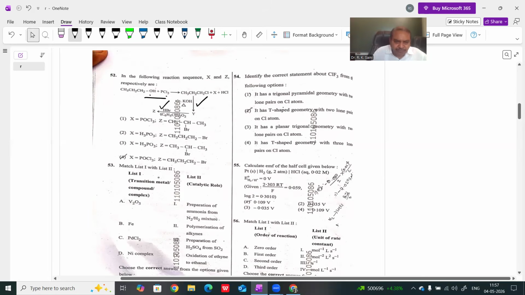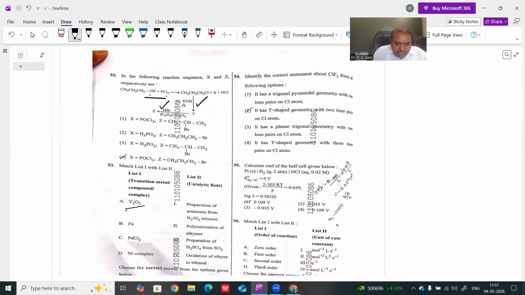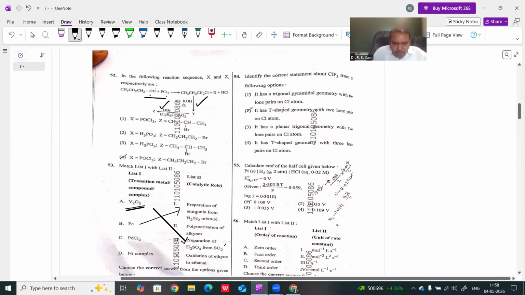For example, vanadium pentoxide is the catalyst used in the contact process to make sulfuric acid. Iron is used in the Haber process, the formation of ammonia from N2 and H2. PtCl2 is used for the formation of ethanol, particularly the Wacker process, oxidation of ethylene into ethanol, and nickel is used in the polymerization of alkenes or alkynes. And hence, question 53.